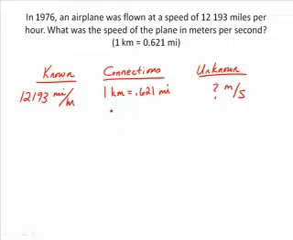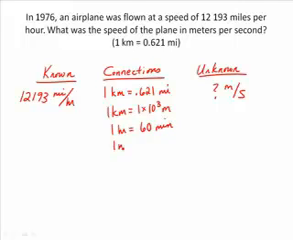But from the metric chart, I know that 1 kilometer is also equal to 1 times 10 to the third, or 1,000 meters. And as far as hours to seconds, I know that 1 hour is 60 minutes, and that 1 minute is 60 seconds. So we're going to use miles to kilometers, kilometers to meters to get me from miles to meters, and then I'll use the second two conversion factors to get me from hours to seconds.